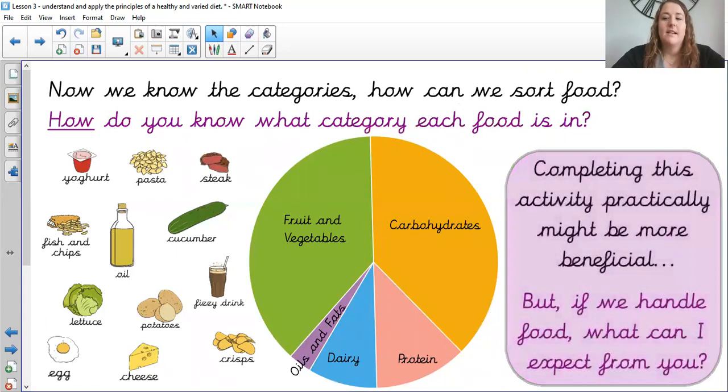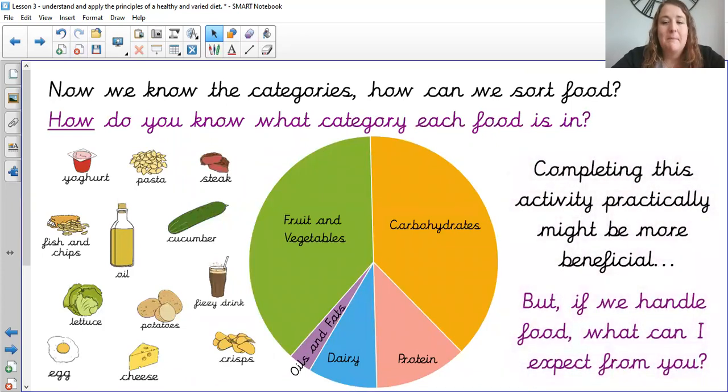And it also says at the side here that completing this activity practically might be more beneficial. So before I say any more, last year with my children, I actually brought in food for them to hold and to have a look at. Now, if you're at home and you have access to your parents' or your carers' cupboards, you are more than welcome, if they are happy with you to do so, to go and take out a yogurt and have a look at the ingredients and find out where it goes, to have a look at a packet of pasta. If not, we can just have a look at these and know where a lot of them come from.